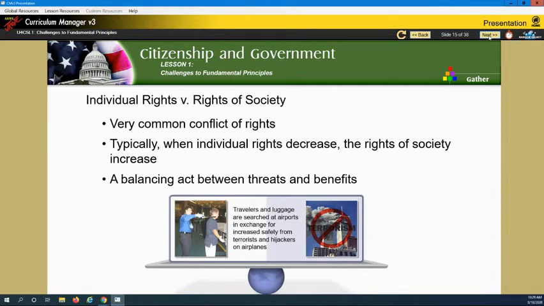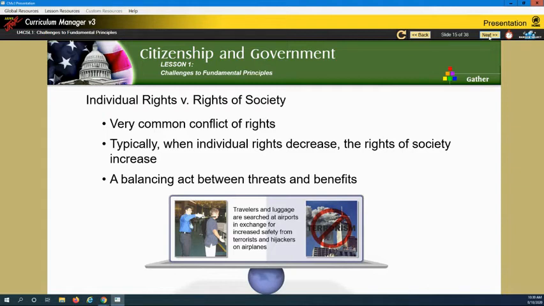Maybe, maybe not. Are they trying to protect me from myself? Typically, when individual rights decrease, the rights of society increase. So the more of your rights they take away, the more society gets hold over it. They get more rights as a society. And it's a balancing act between the threats and benefits. Example here on the screen.